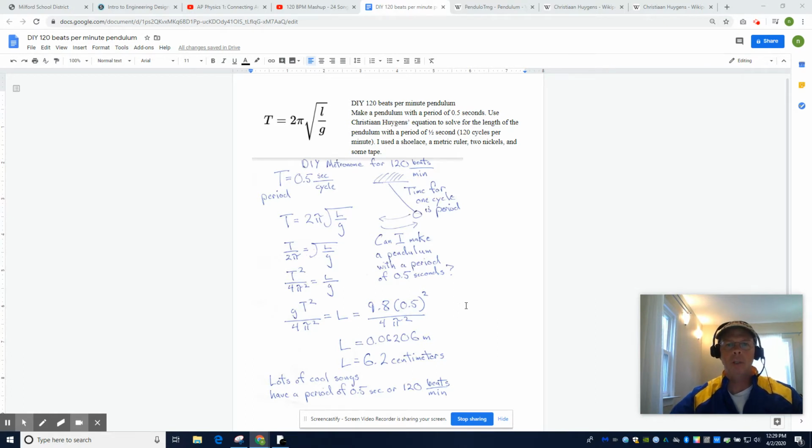I'd like to make a pendulum with a specific period, that is, a specific time to get through one cycle. The musicians call that 120 beats per minute, which is actually a pretty famous rhythm. So how are we going to do that? How are we going to make something that swings back and forth take a specific time to swing back and forth?